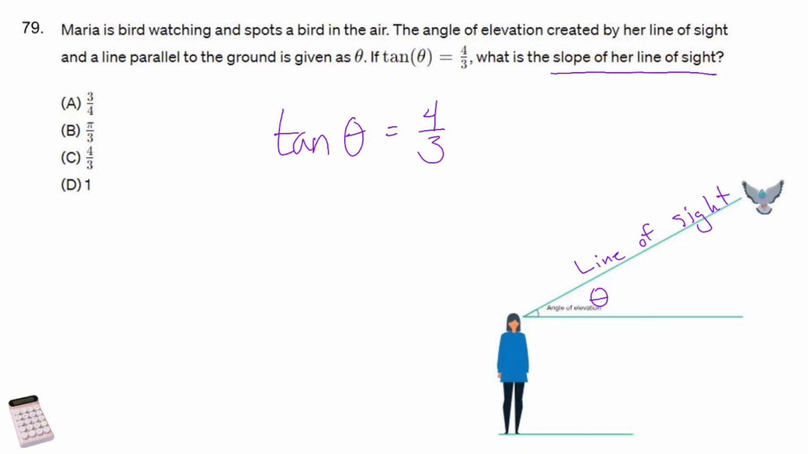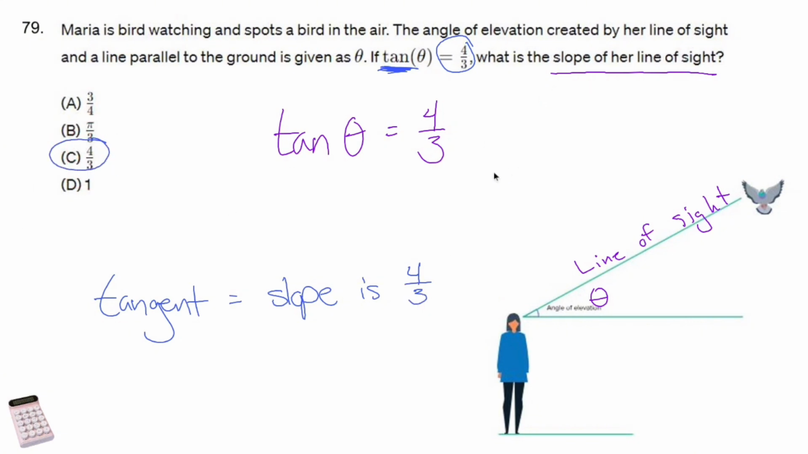You ready to get out your calculator? Don't be. You don't need it. Tangent, by definition, means slope. When you get to calculus, one of the first things you will learn is that tangent means slope of a line at a point. So when it says the tangent is 4/3, that is the exact same thing as saying the slope is 4/3. So the slope of her line of sight is 4/3.